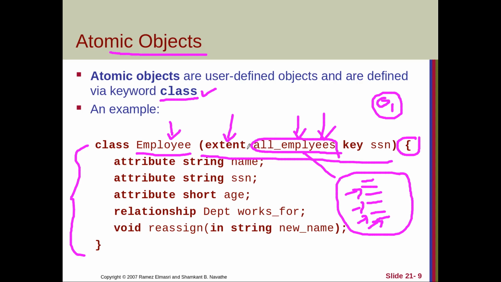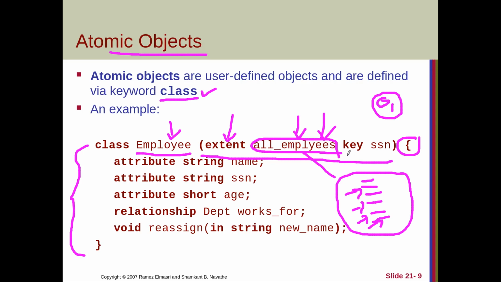So the usage of extent is to provide a group name, under which all the objects of the current class come. That is called the extent, all employees. Normally we give a group name here, like all employees, or all students, all books. Just for representing a group, we give that type of name.